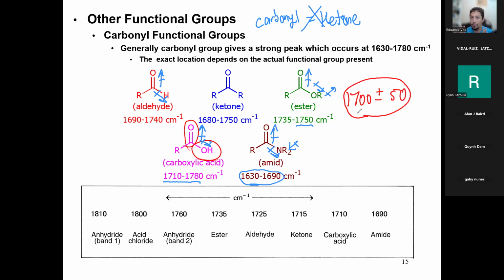Any questions about carbonyls? If you learn nothing more from IR, you have to learn that the carbonyls are at 1700 plus or minus 50. The mitochondria is the powerhouse of the cell. You remember that? So please remember that carbonyls vibrate at 1700 plus or minus 50 wave numbers.